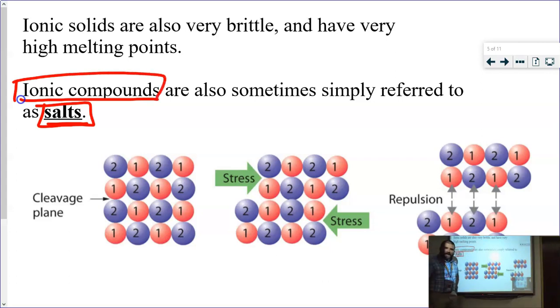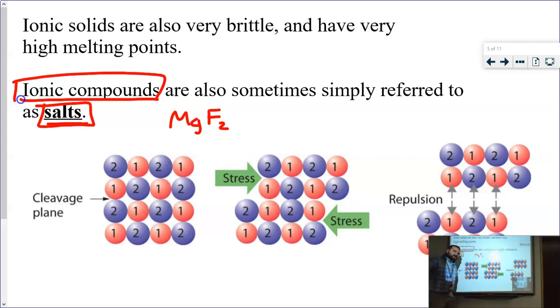If you hear the word ionic compound, it's a salt. If you hear the word salt, it's an ionic compound. Now, please be careful. When I say salt, I don't just mean sodium chloride. I mean any ionic compound, okay? So, for example, magnesium fluoride, that's ionic. It is a salt, all right?